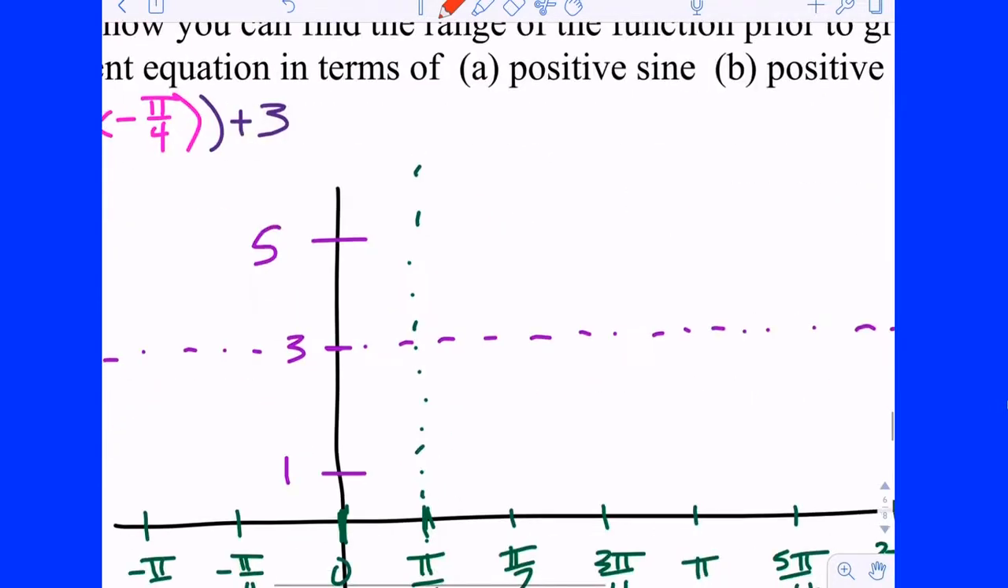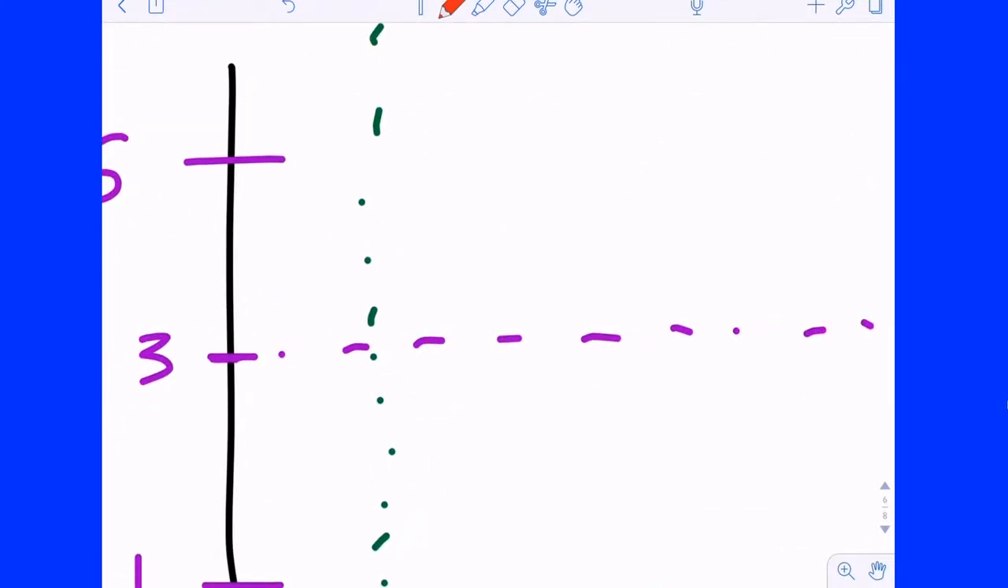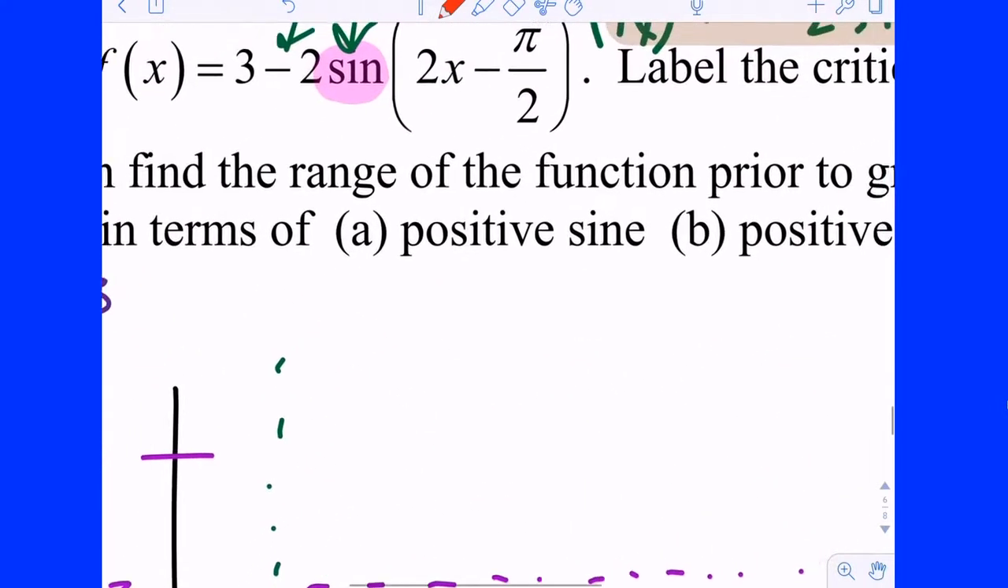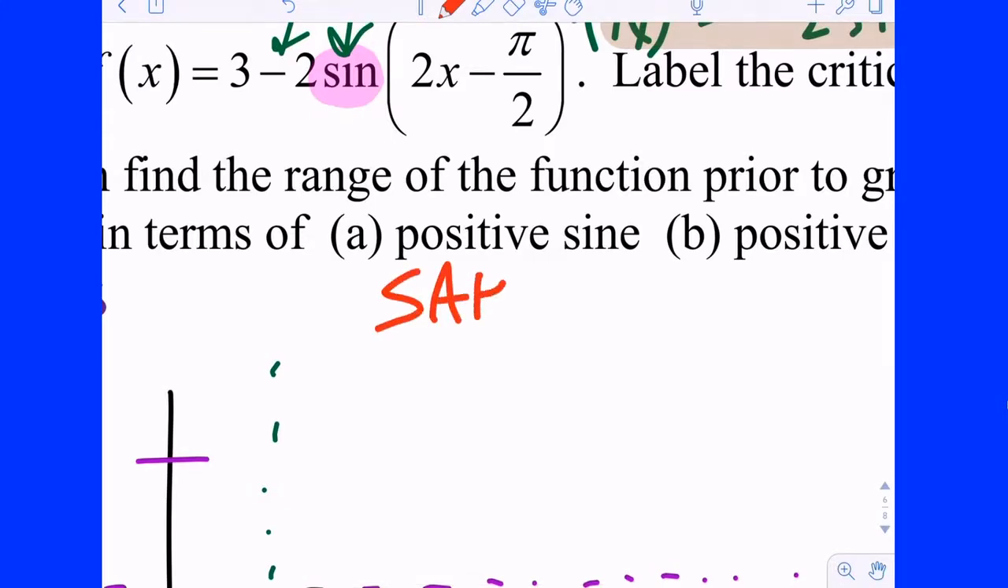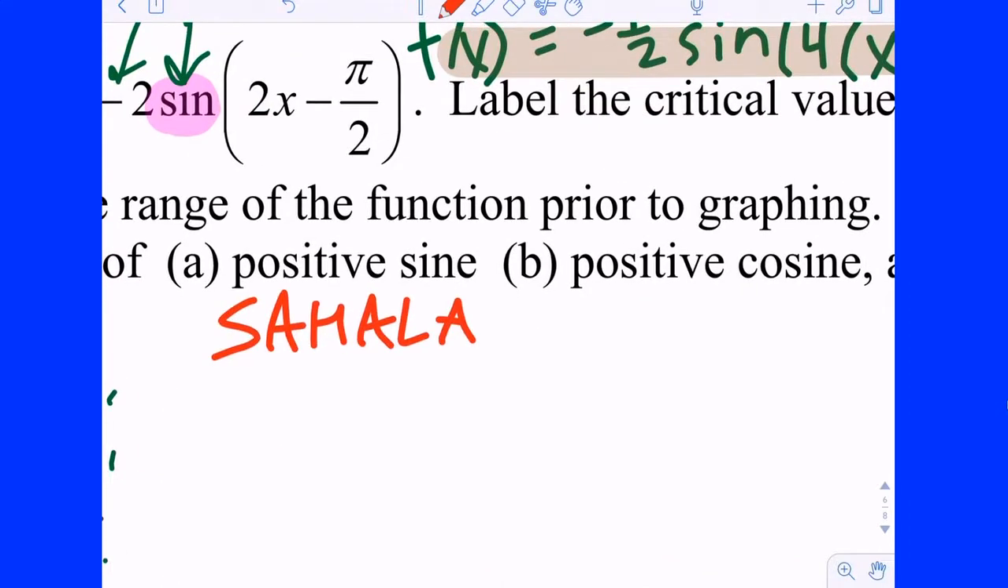Okay, so sine is Sahala, right? Let me write that up here. Sine is Sahala. So Sahala normally starts on an axis and goes up. But because it's a negative sine, we're going to go on an axis and head down, right? I said you don't have to memorize it, but it's kind of fun. If you flip the highs and lows, you have negative Sahala.